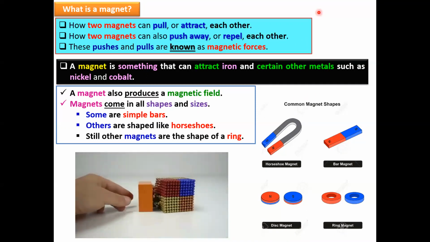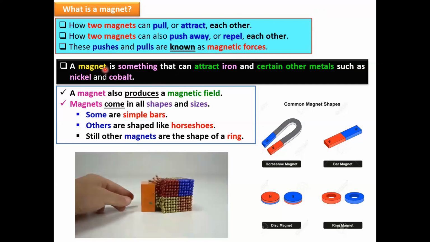These forces, or these types of action, pushes or pulls, are called magnetic force. This is called magnetic force. This type of force is called magnetic force. Okay.